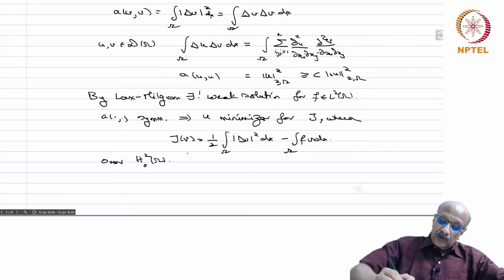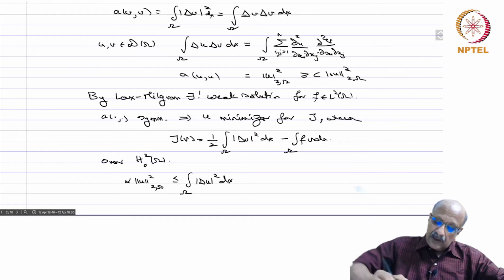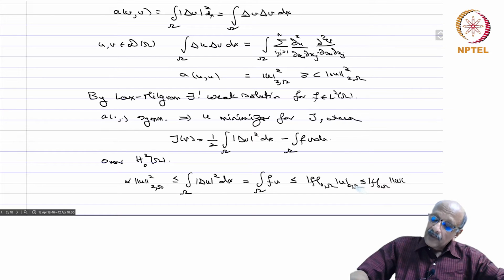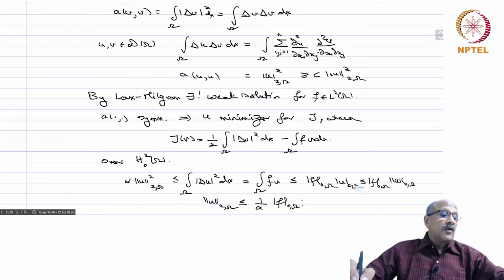Okay, and further you also have continuity, because you have that alpha times norm u squared in H^2(omega) is less than or equal to the integral of mod delta u squared dx over omega, which is equal to the integral over omega of fu, which is less than or equal to mod f in L2(omega) times mod u in L2(omega), which is less than or equal to mod f in L2(omega) times norm u in H^2(omega). So by the standard argument you have norm u in H^2(omega) is less than or equal to 1 by alpha times mod f in L2(omega). So you have continuous dependence on the data.